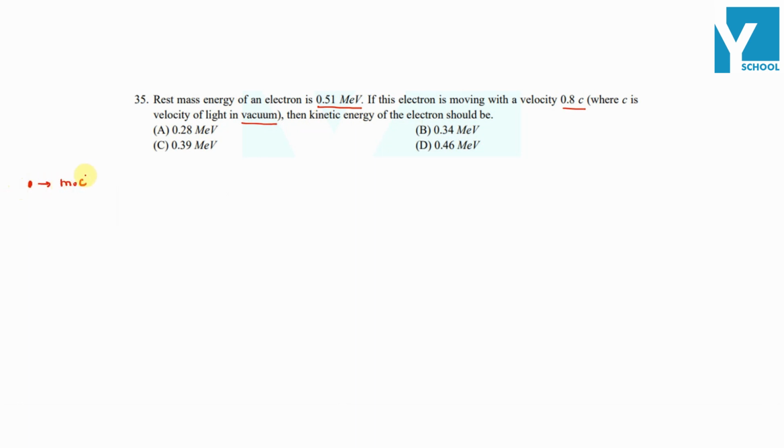that is m naught c square, is given to be 0.51 mega electron volt. Now, this electron is moving with a speed of v is equal to 0.8 c, that is relativistic speed.